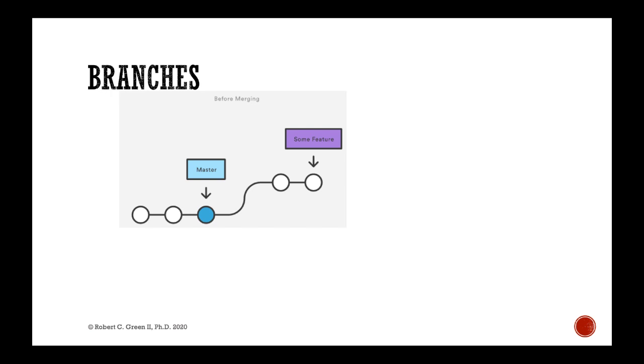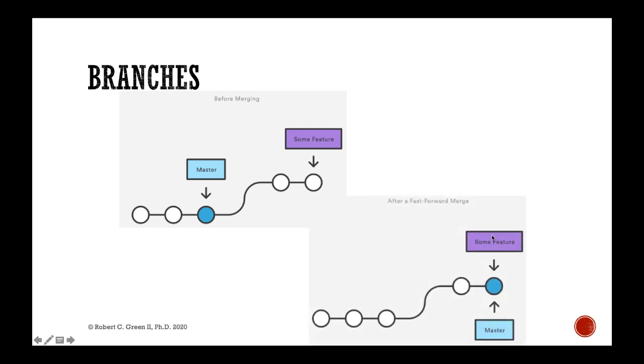As an example, here is the master branch right here. And this goes up and we branch off to develop some feature. When we merge, right, and this is a fast forward merge, you'll see those commits get pushed together right here. So some feature and master are both in the same location.